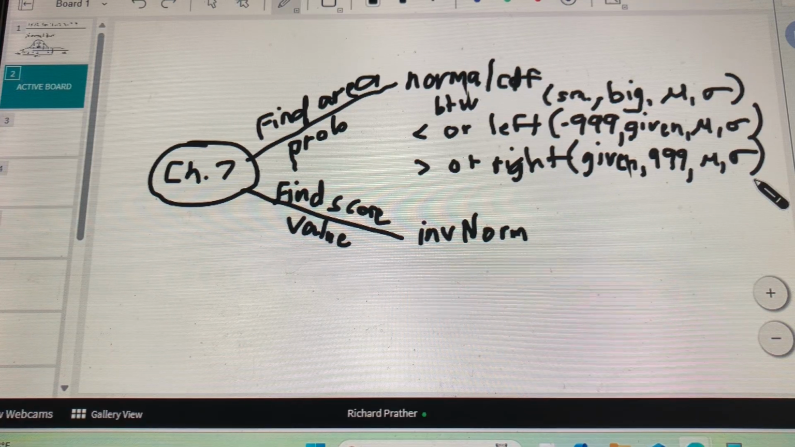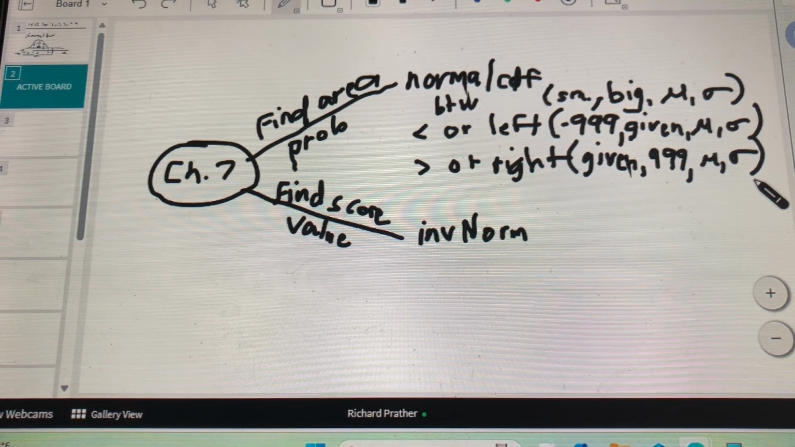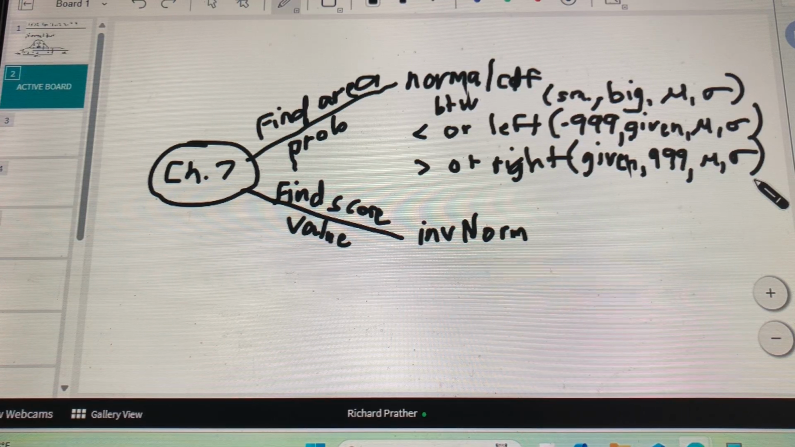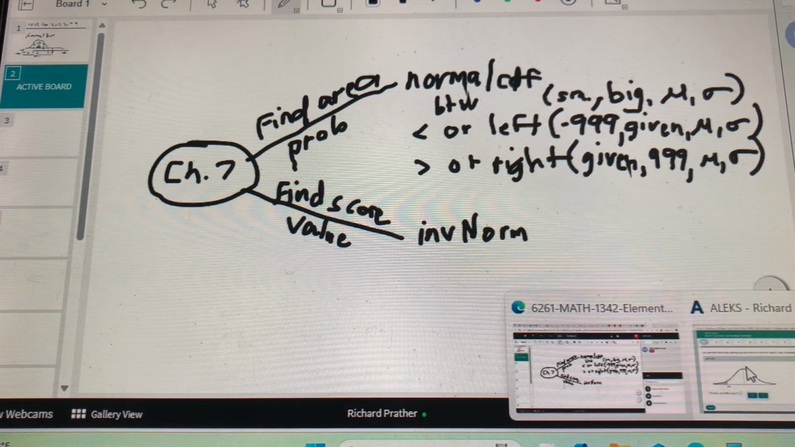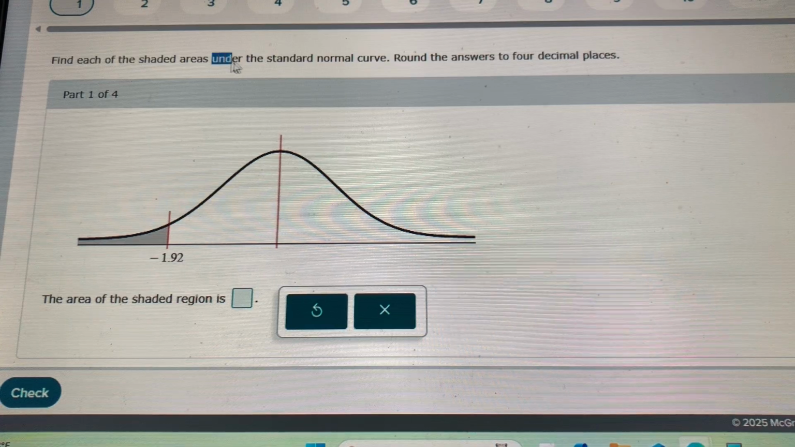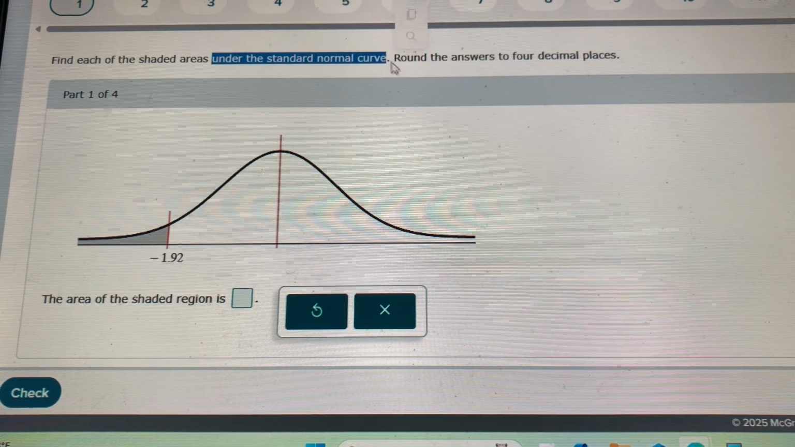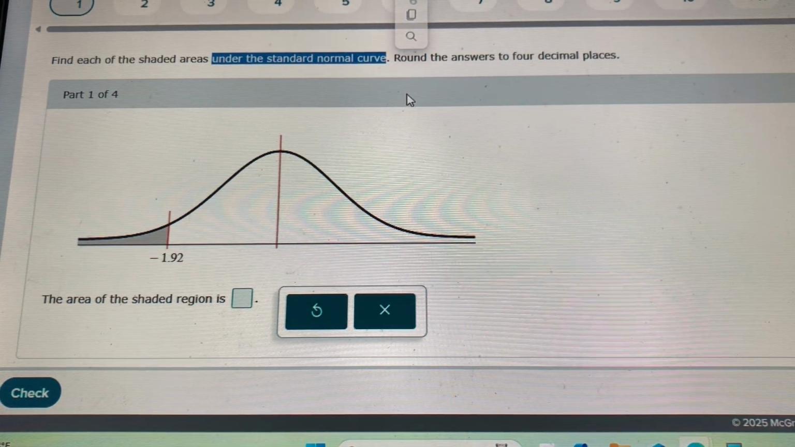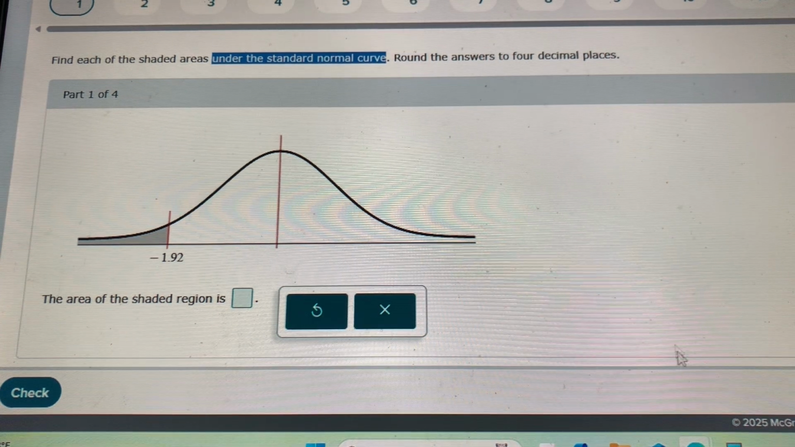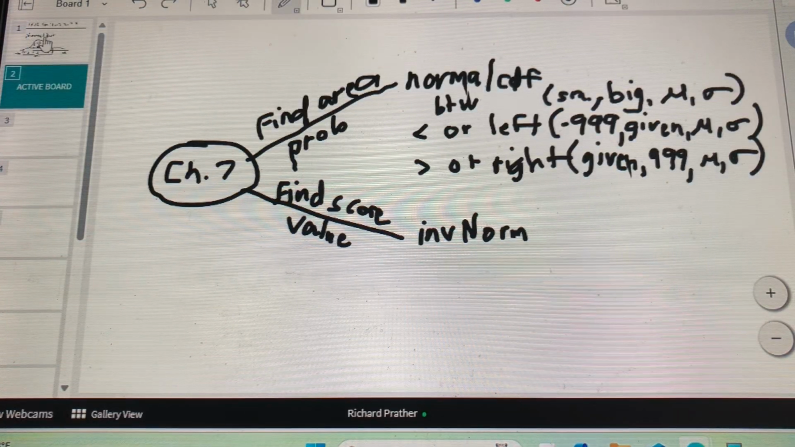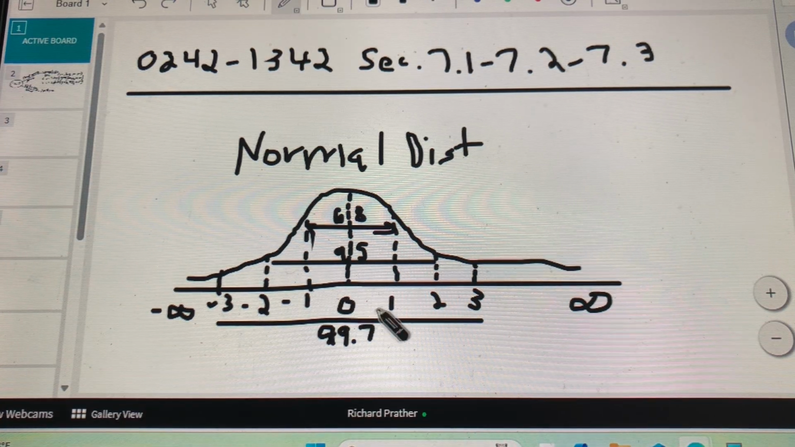So two more things. In the very first section of the normal chapter, in this case chapter 7, in 7.1, everything is what's called a standard normal. It even said that here, under the standard normal curve. The standard normal curve is the one we dealt with in chapter 3, where the mean is considered to be 0 and the standard deviation is 1. And that's why when you draw these graphs in chapter 3, we always put 0 in the middle, and then we went 1, 2, 3, and -1, -2, -3.